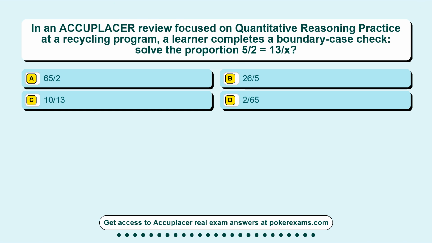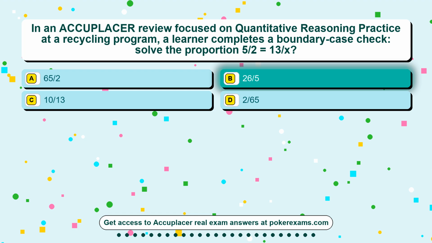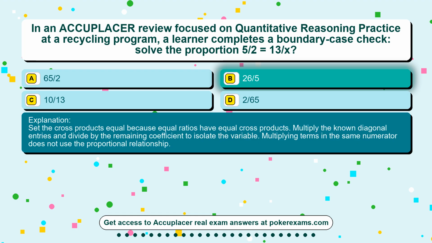Question 14. In an ACCUPLACER review focused on quantitative reasoning practice at a recycling program, a learner completes a boundary case check. Solve the proportion 5/2 equals 13/x. Option A, 65/2. Option B, 26/5. Option C, 10/13. Option D, 2/65. The correct answer is option B, 26/5. Set the cross products equal because equal ratios have equal cross products. Multiply the known diagonal entries and divide by the remaining coefficient to isolate the variable. Multiplying terms in the same numerator does not use the proportional relationship.